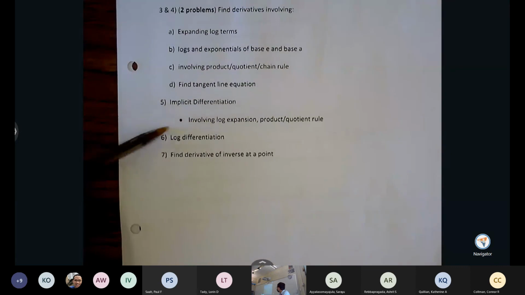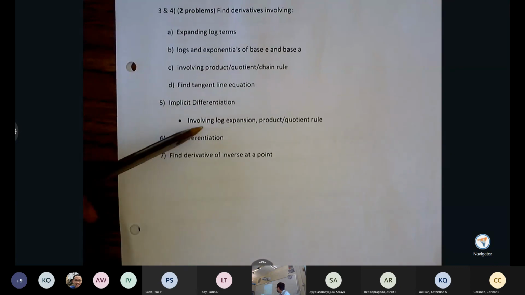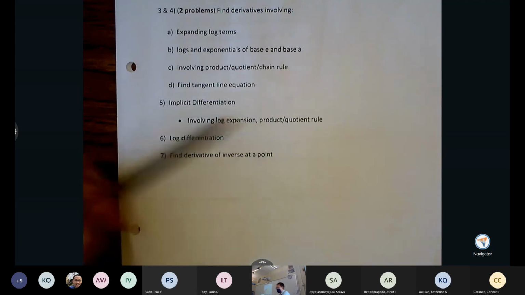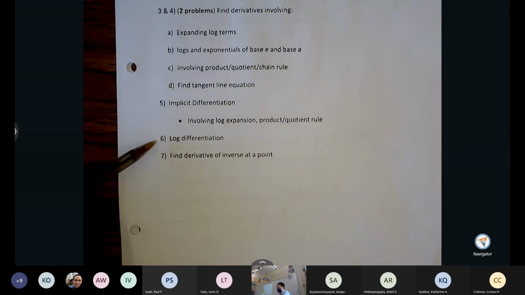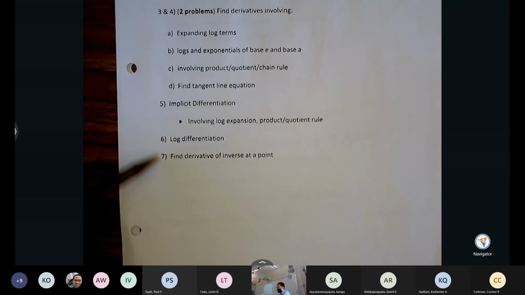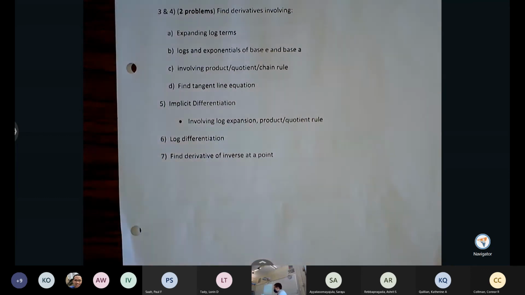From there, find an ordered pair and slope, then point-slope form. Implicit differentiation. We need to be able to sometimes involve log expansion if it applies. Product, quotient rule if it applies. Log differentiation and derivative of an inverse at a point. So all these examples are on that second worksheet that is under today's link. So I'm just going to go through them and review the big picture here.